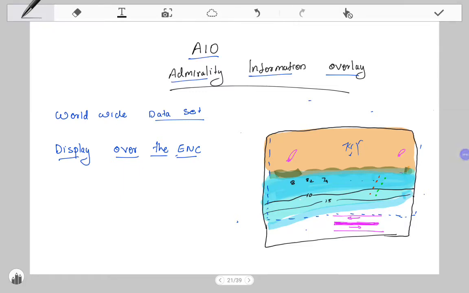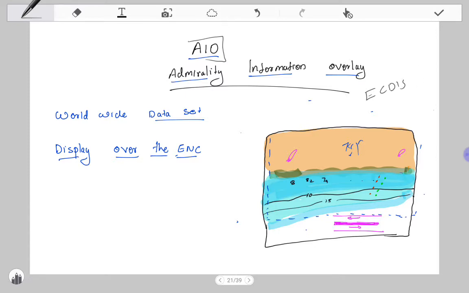Hello friends, today I come up with another topic, that is AIO. It is also known as Admiralty Information Overlay, which is used in ECDIS.